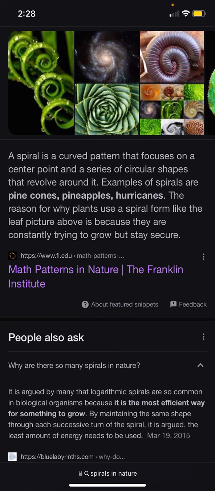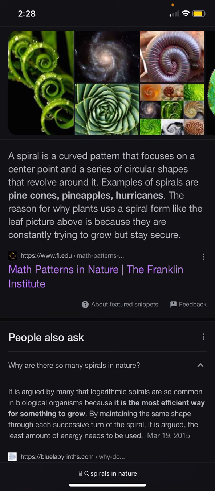And then down at the bottom, it is argued that these spirals are so common in biological organisms because it is the most efficient way for something to grow. And by maintaining the same shape through each successive turn of the spiral, it is argued the least amount of energy needs to be used, which I couldn't agree 100% more. So the most efficient way for something to grow.